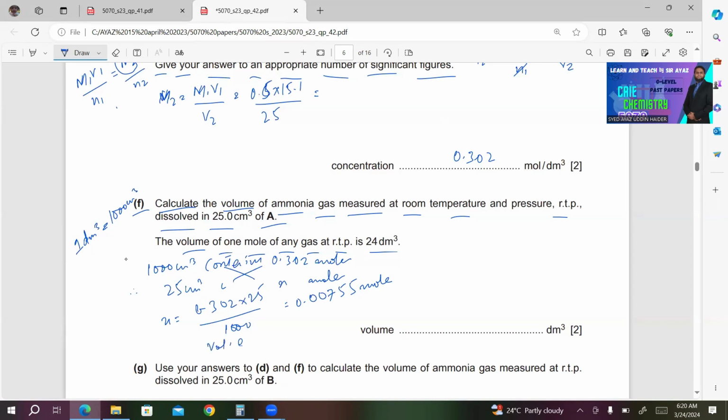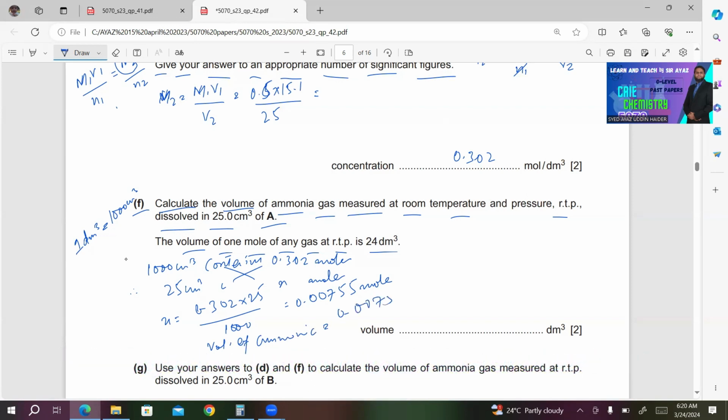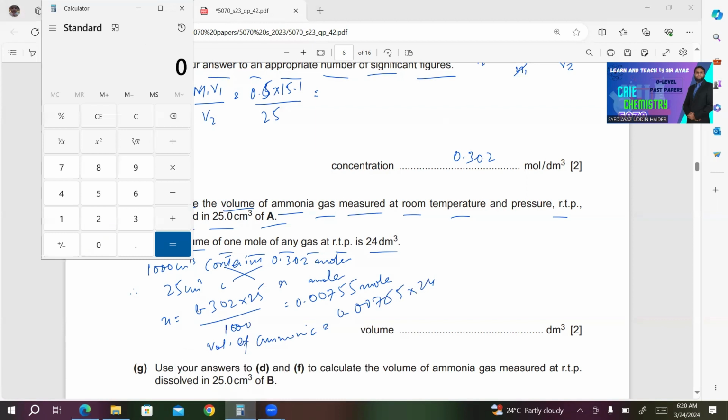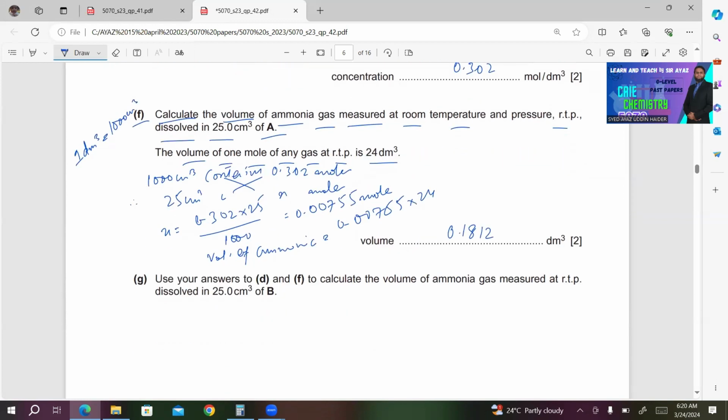Now, in order to calculate the volume at RTP, you need to multiply these moles by 24. Volume of ammonia gives 0.00755 multiplied by 24. What will you get? You will get 0.1812 dm cube. Or you can even write 0.18 dm cube.